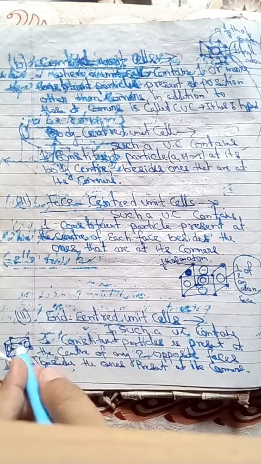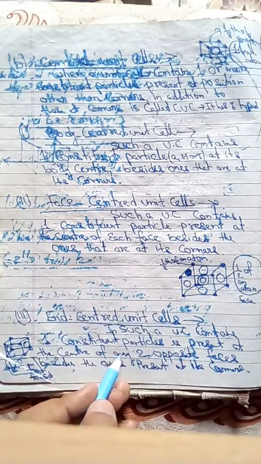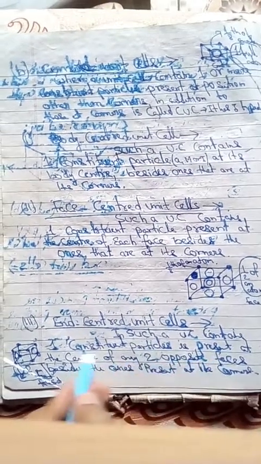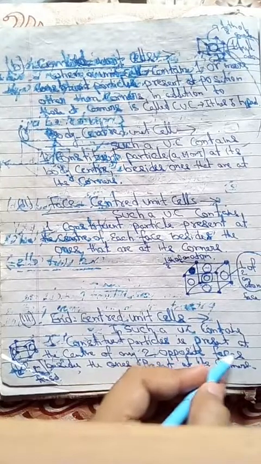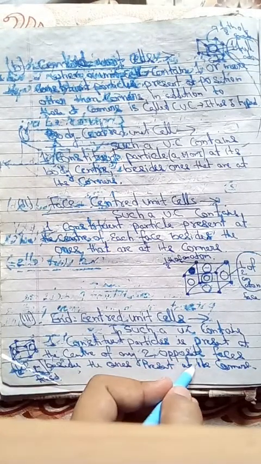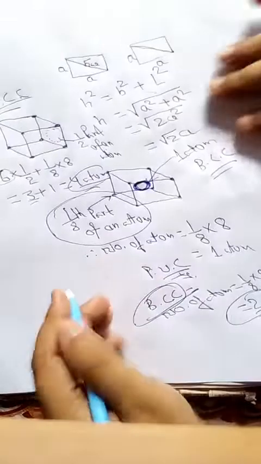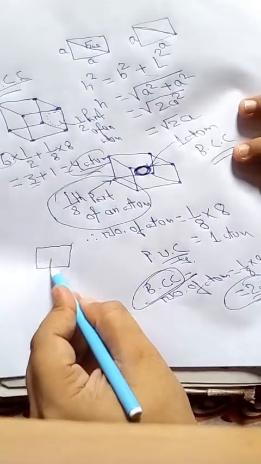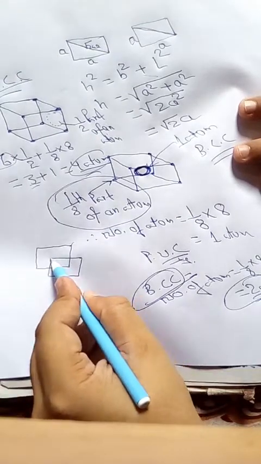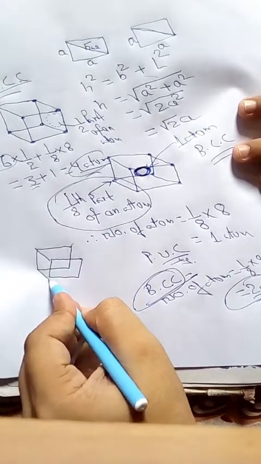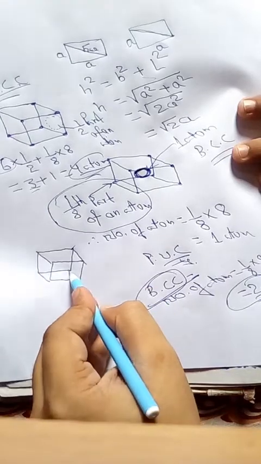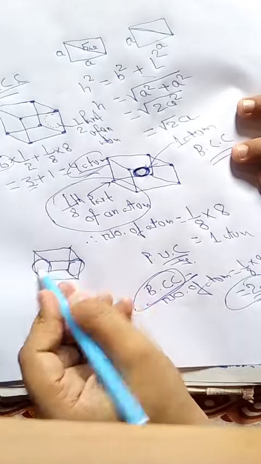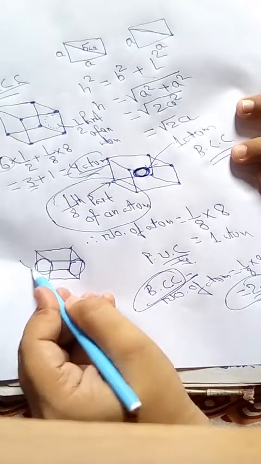Now the last one is the end-centered cubic unit cell. In an end-centered cubic unit cell, one constituent particle is present at the center of any two opposite faces, like this. Any two opposite faces means if there is a cubic structure, you don't have to consider all, but you have to consider any two opposite faces. It can be this one, it can be this one. So two opposite faces. So how many atoms will be present?